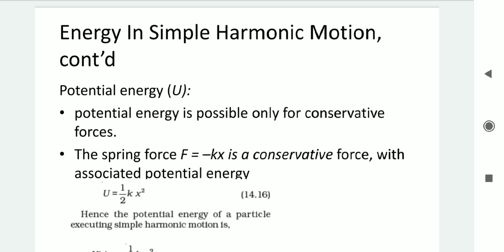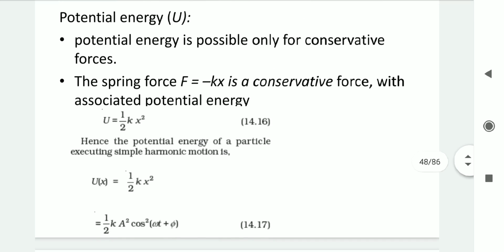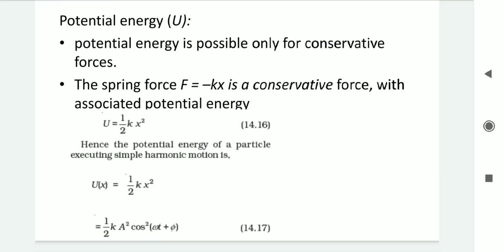We know the equation x equal to A cos(omega t plus phi). So substitute that displacement equation in potential energy. So U of x would be equal to 1/2 k A square cos square(omega t plus phi). Here we are having the time period T by 2. This potential energy is 0 at the mean position and maximum at the maximum displacement, which is the opposite function to the kinetic energy.